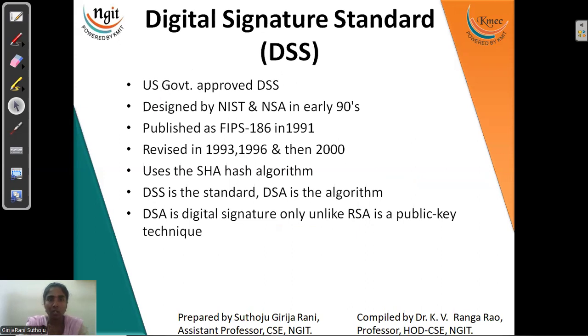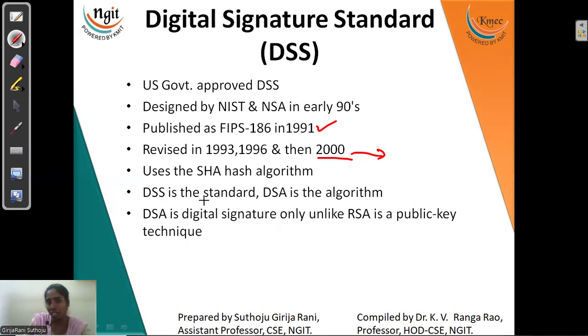Coming to the digital signature standard, DSS, it was introduced in the early 90s itself. This was published by FIPS 186 in the year 1991. Even though it was published, it was not yet released into the market because of a few revisions it had. From 1991 to 2000, it went through a number of revisions. In 2000, it was released with the SHA algorithm.